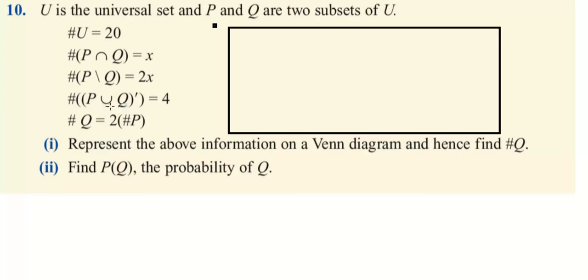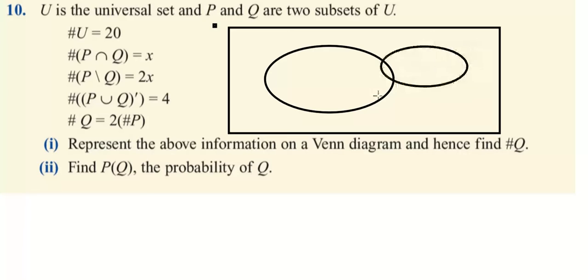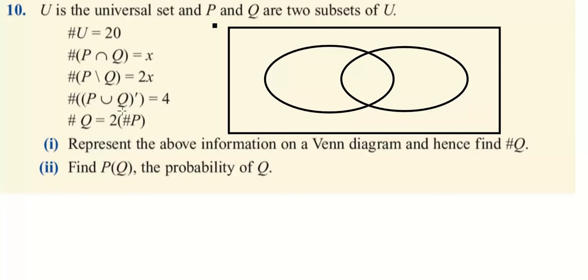How many letters do you see apart from U? I see P and Q. Don't mistake U as a letter. It means union. P here, Q here. How many people are inside? 20 people in the box. No bother. P intersection Q is x. What does this mean?